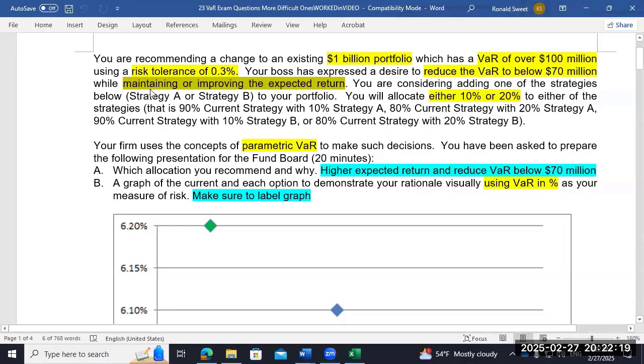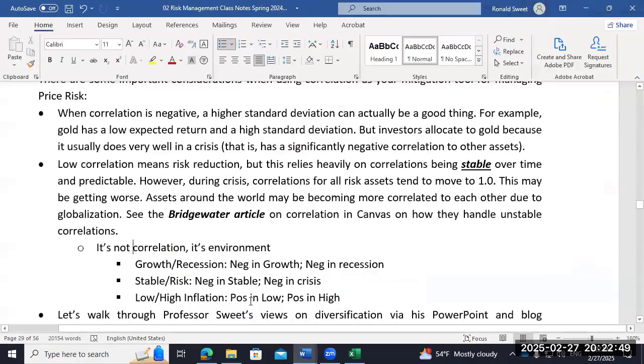Well, you're going to look at a new strategy, either strategy A or strategy B, and you're going to leave 90% in the current strategy and add 10% to A, or leave 80 in the current strategy and put 20 in A, or 90 in current and put 10 in B, or 80 in the current and put 20 in B. All right, those are your choices. You're using parametric VAR. What does that mean?